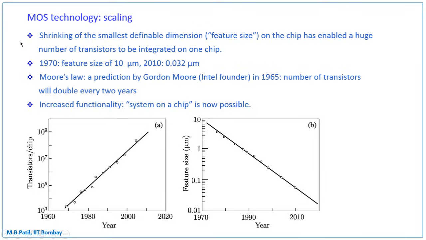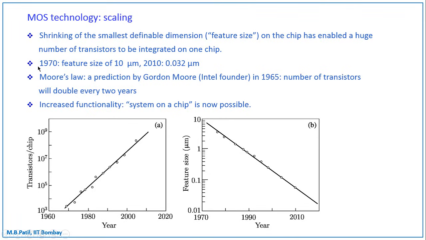Let us now talk about scaling of MOS technology, which has been happening over the years. Shrinking of the smallest definable dimension, also called the feature size on the chip, has enabled a huge number of transistors to be integrated on one chip. As this size per transistor reduces, what it means is we can pack a much larger number of transistors in the same area, and that is how this number of transistors per chip has been going up.